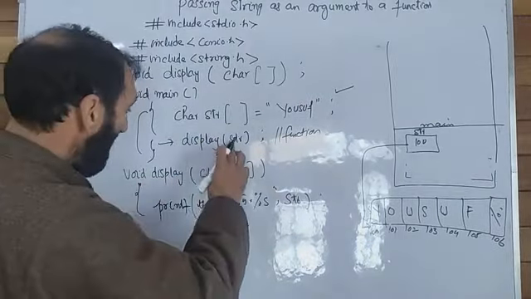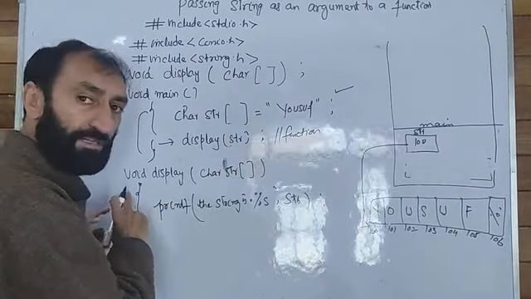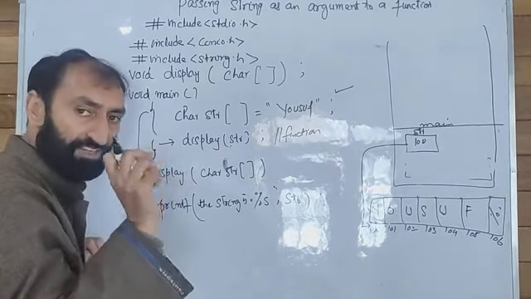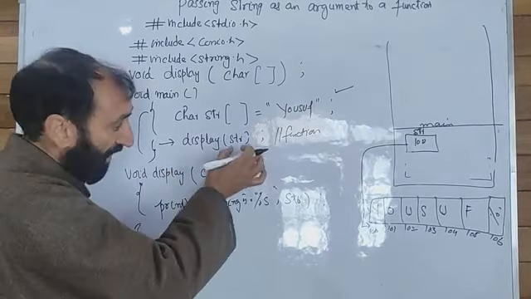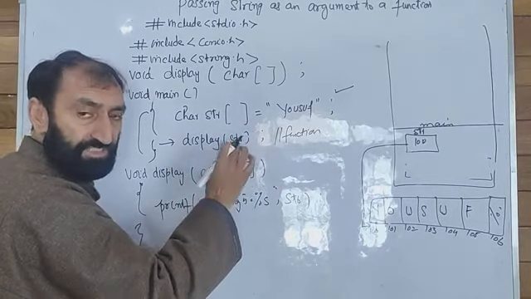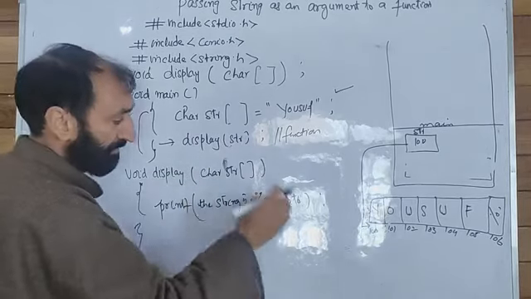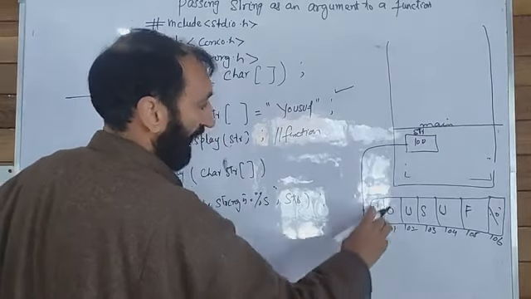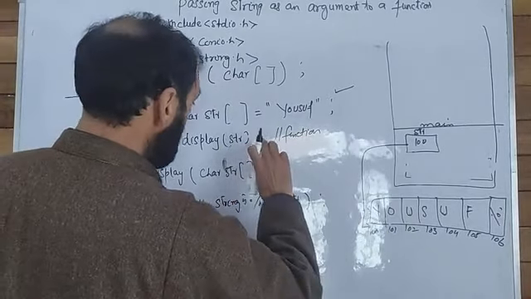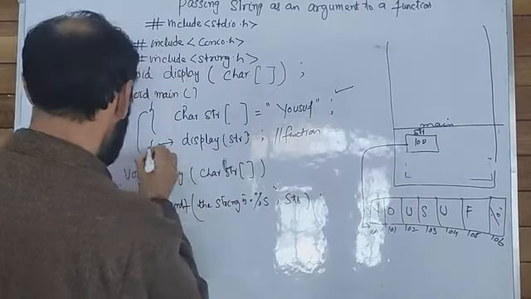Actually here the address of the first byte is going to be passed to the calling function. Here only the name of the first byte is going to be passed. That means the name of the first byte stores the address. After execution of this line, the function call, the control will go back to here.